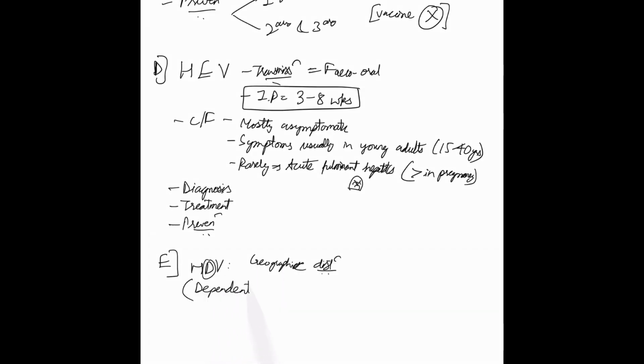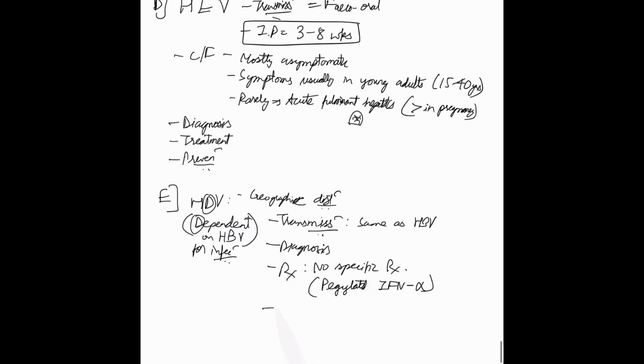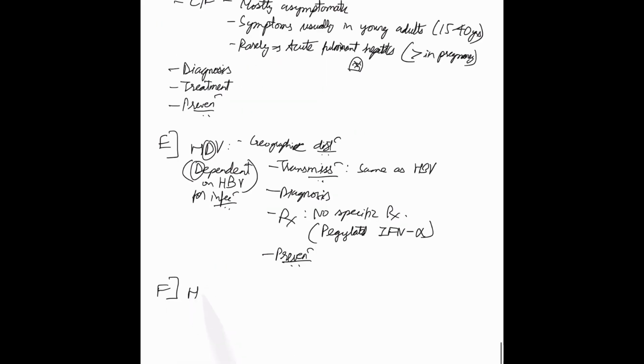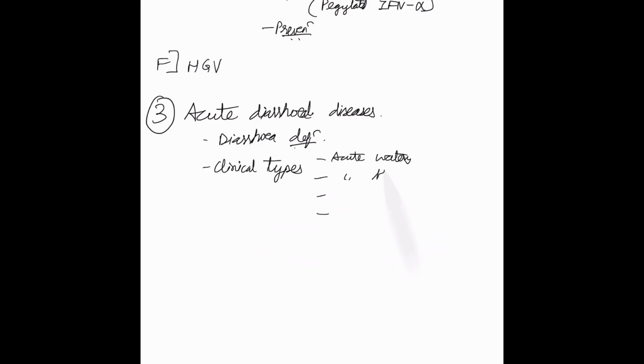Then hepatitis D virus. D for dependent. It's dependent on hepatitis B for infection. You know the geographic distribution and the transmission of the virus, which is the same as HBV. Diagnosis, there's no specific treatment other than pegylated interferon alpha, and prevention. Then hepatitis G, there's nothing important. You can skip it if you want.